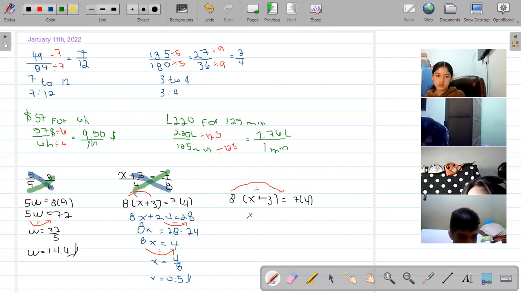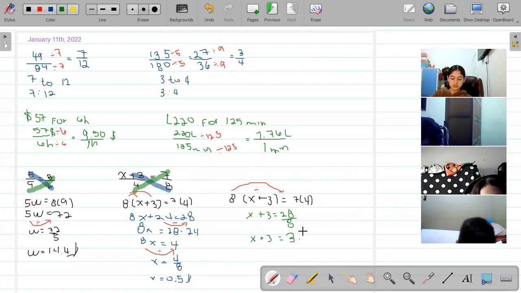So I'm going to have x plus 3 will be equal to 7 times 4, that's 28, divided by 8. So x plus 3 will be equal to, how much is 28 divided by 8? 3.5. Exactly. Now the 3 is adding, it goes to the other side.